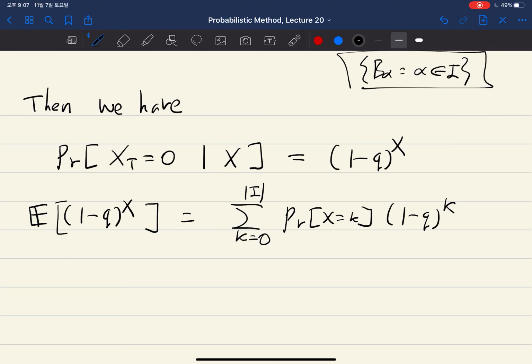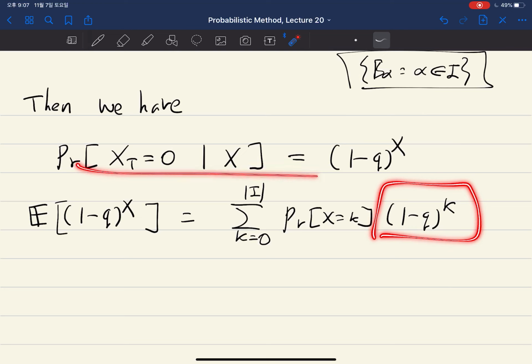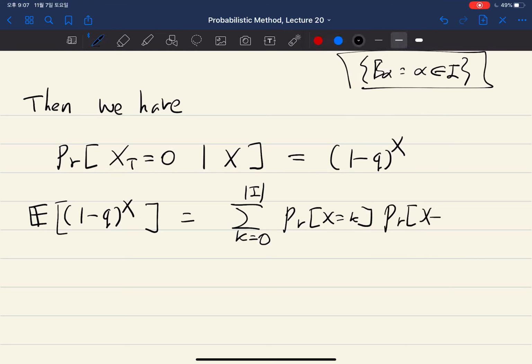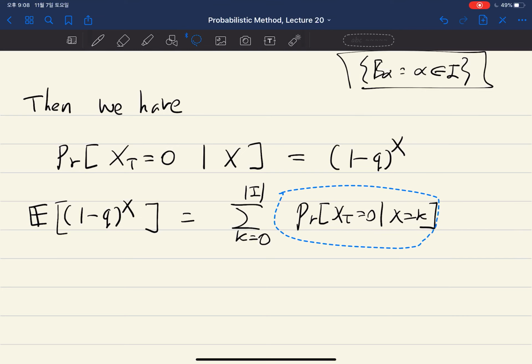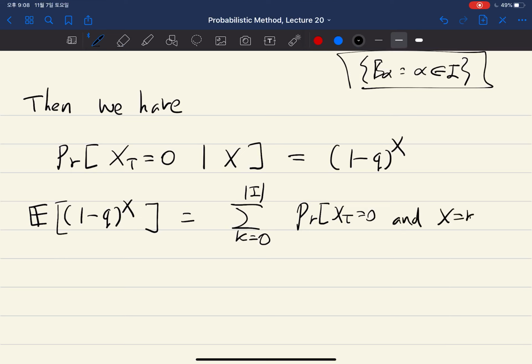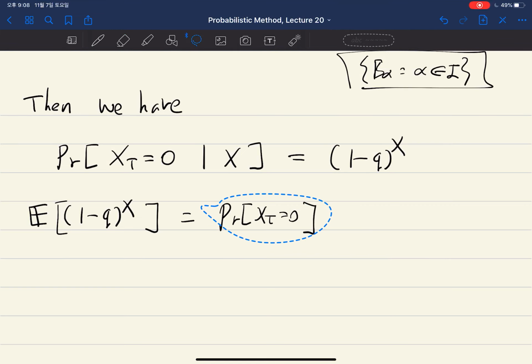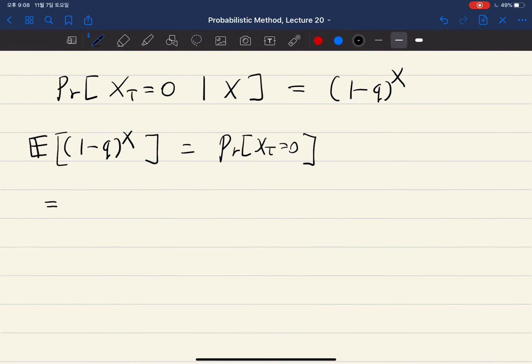But if you consider this expression, what is it? It is nothing but the probability that x_T is 0, assuming X is k. So this conditional probability times this is nothing but this, and we are adding up over all possible values of k. So this part does not do anything, and this is just the probability that x_T is 0 in this two layers of random events, right? But we can again write this in a different way.